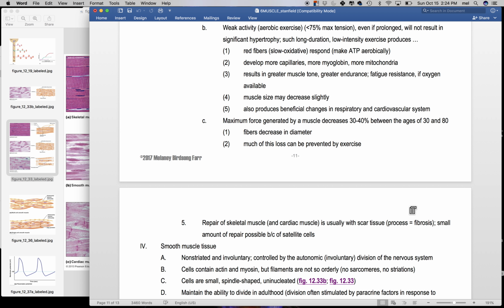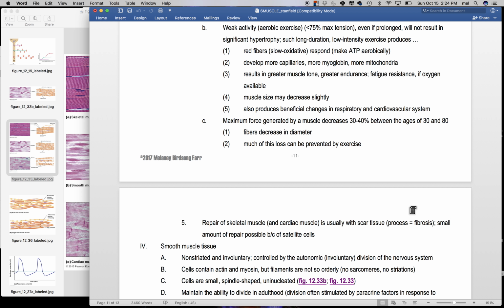That results in disproportionately different types of fibers being trained. So the red fibers, for instance, the slow oxidative, but not exclusively slow oxidative, those are going to be the ones that would respond disproportionately. And they make ATP primarily aerobically. And so when you use those, then what happens over time is you develop more capillaries, you develop more myoglobin in each fiber and more mitochondria in each fiber. And the result is greater muscle tone and greater endurance and fatigue resistance when oxygen is available.